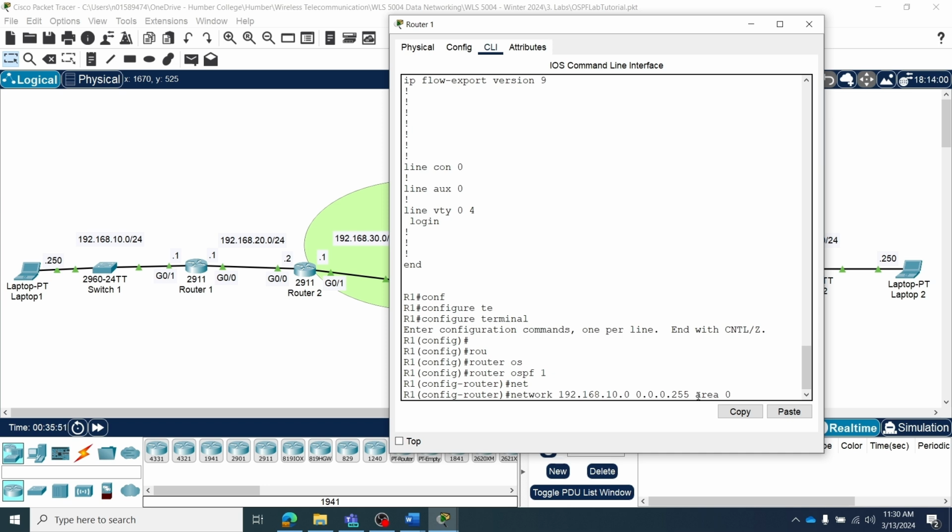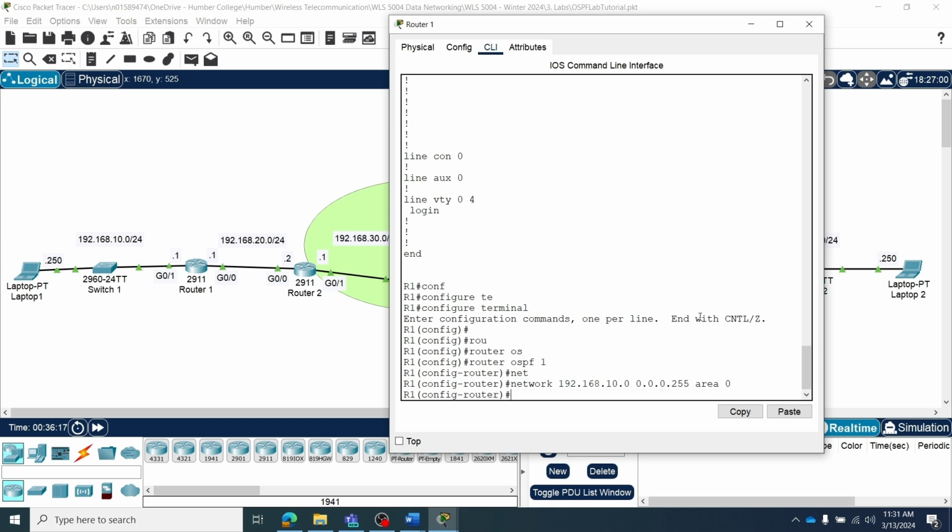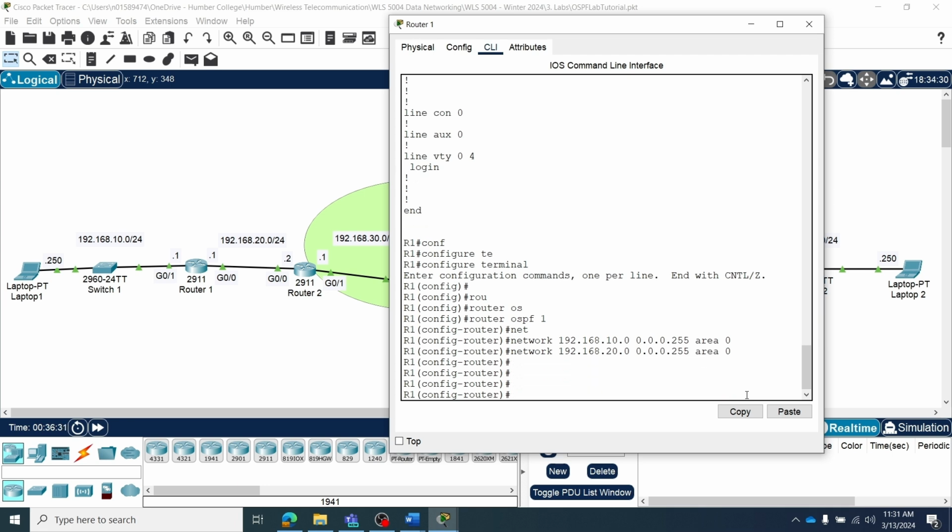In this tutorial, we will configure a single area, that means all the networks and all the routers in area number 0, the backbone area. In OSPF you can configure multiple areas, but today we will see how we configure OSPF with a single area. So we need to configure another network, which is 192.168.20. So one is 10, another one is 20. The two networks we added here.